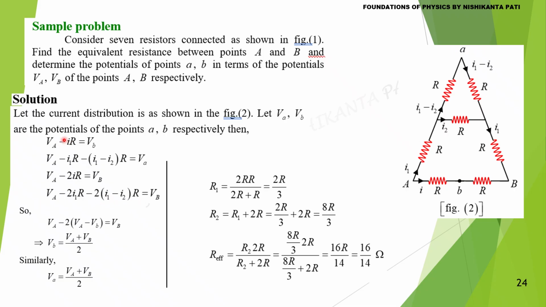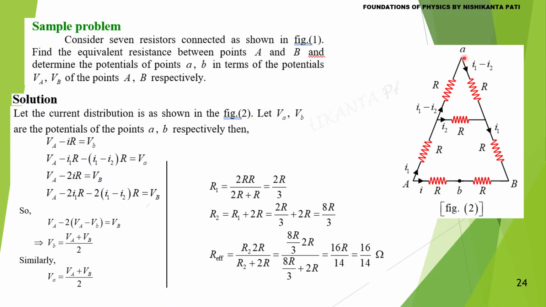From this equation, IR is VA minus VB. Let us put this IR in this equation, so it becomes this equation. Hence VB becomes (VA plus VB) by 2. Similarly VA becomes (VA plus VB) by 2. So there is no potential difference between A and B.